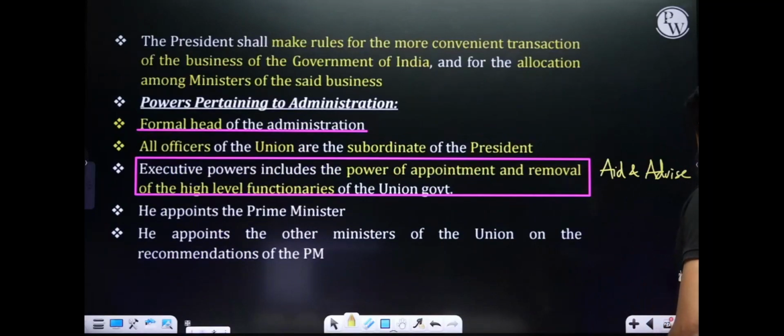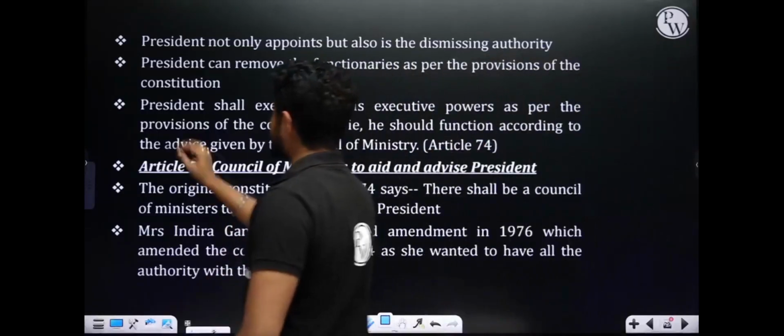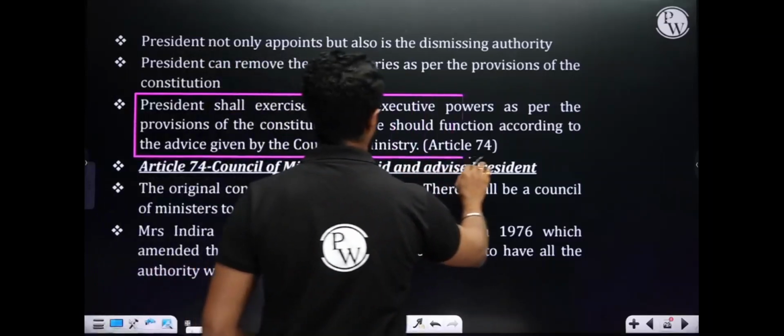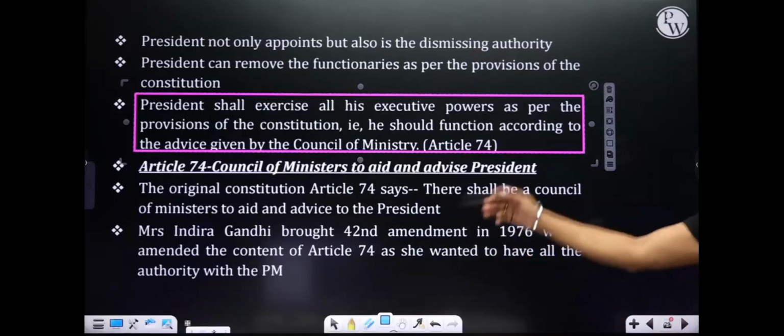Because directly you're not going to get a question on this. The President not only appoints but also is the dismissing authority. The President can remove the functionaries as per the provisions of the Constitution. The President shall exercise all his executive powers as per the provisions of the Constitution, that is, he should function according to the advice given by the Council of Ministers. Article 74. This is the idea.